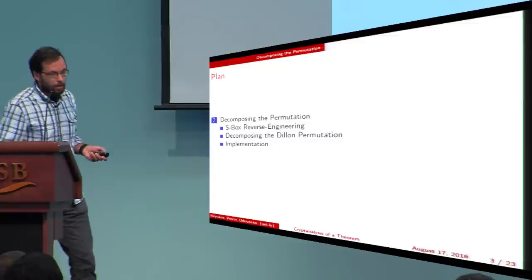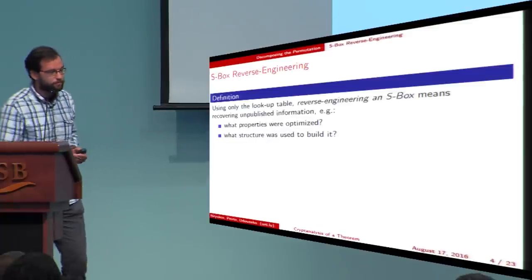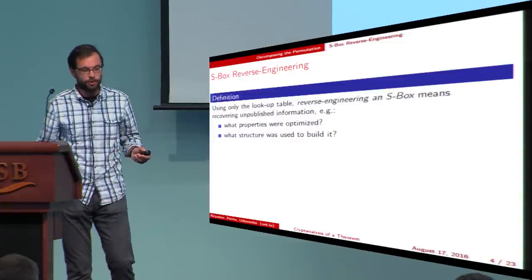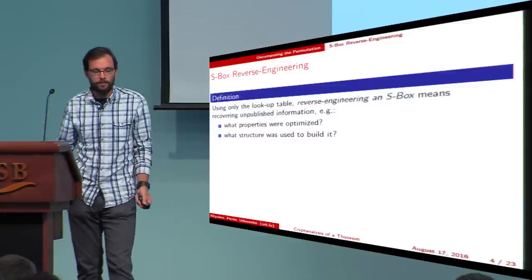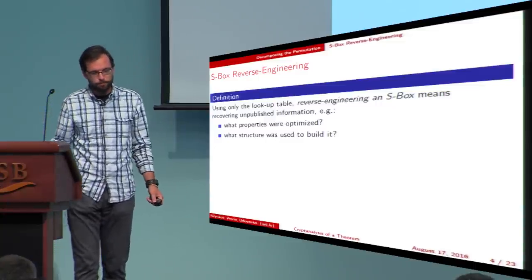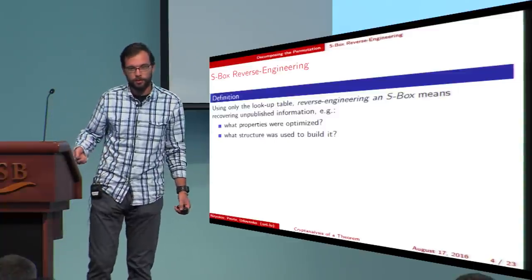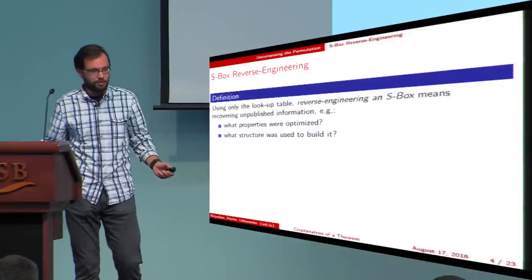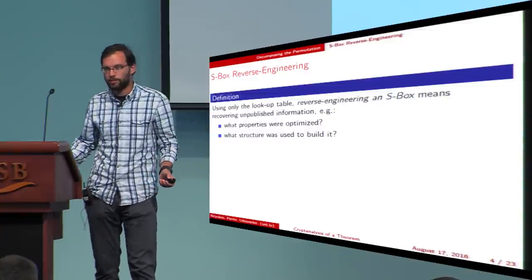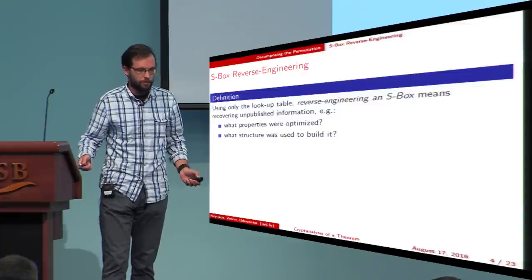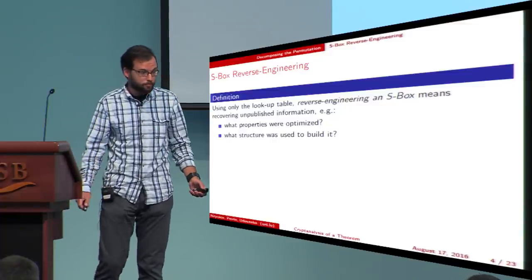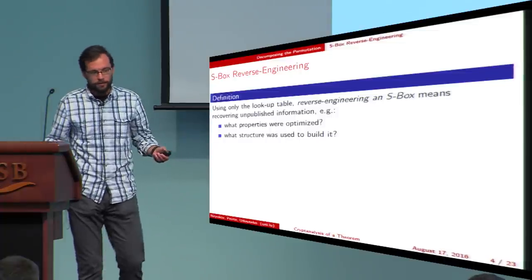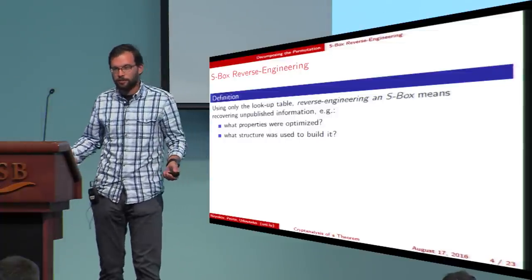So now I will show how we managed to find this decomposition. First, recall the notion of S-box reverse engineering. When cipher or primitive designers publish an S-box, they might not explain how they obtained it. Did they generate it at random, optimize it, or use some structure in order to have efficient software or hardware implementation? Reverse engineering the S-box means finding possible design criteria just from a lookup table.